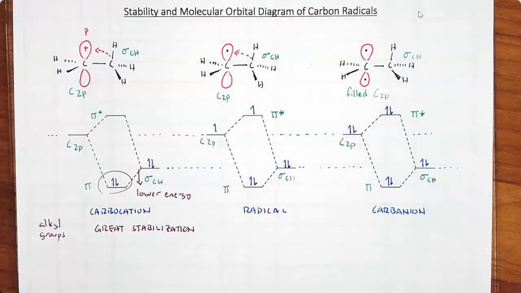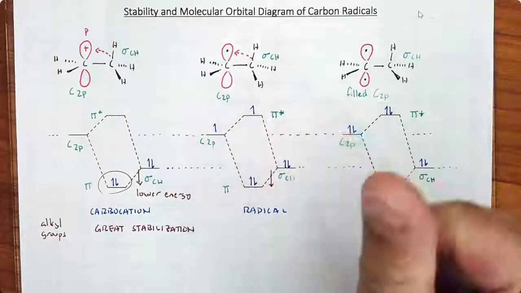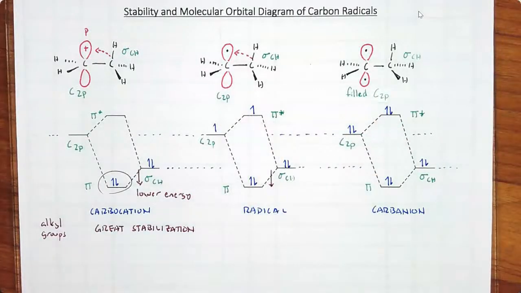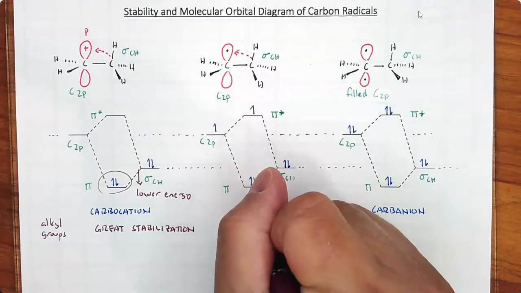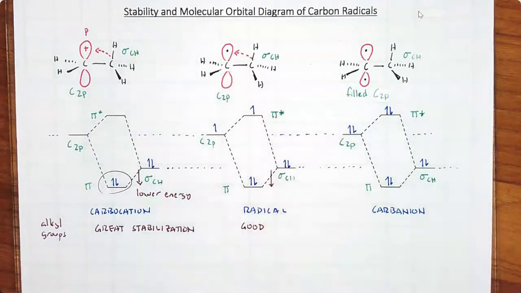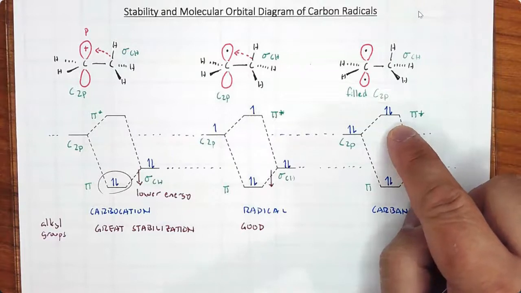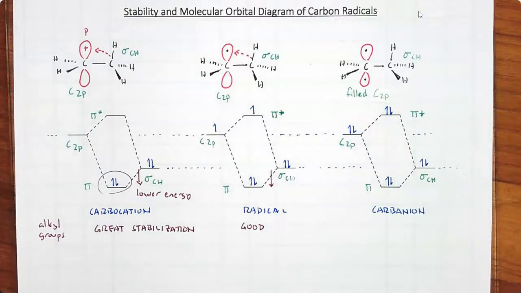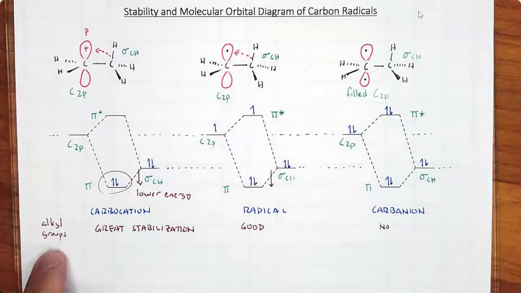Now when we take a look at the radical situation, we still get a drop in the energy of these two electrons, but now we have an electron in the antibonding orbital. Overall, though, this is still stabilizing, so we'll give this a good stabilization. And then for the carbanion, now we doubly filled the antibonding orbital, and I would say no stabilization from the alkyl groups.